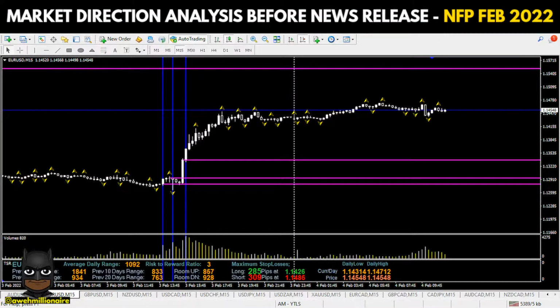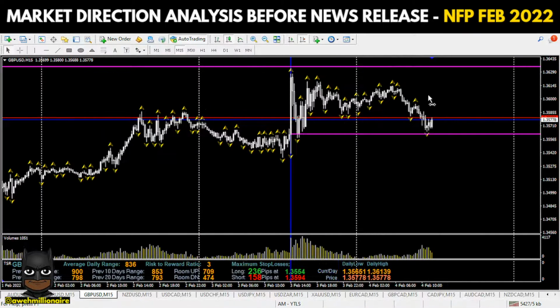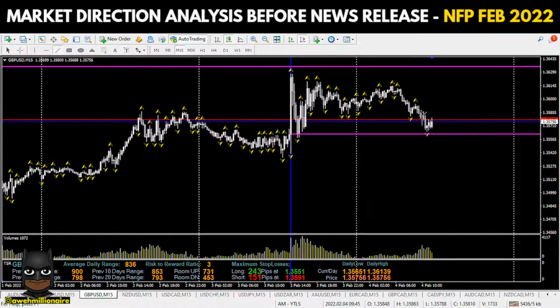Okay, so next one here we've got is GBPUSD. This one, as we can see, price is coming off the demand level, but we can see it's pushing back down over here. So what I would want to see is price to come back and test our demand level over here, and then once price comes to test the demand level, then look to buy from there.